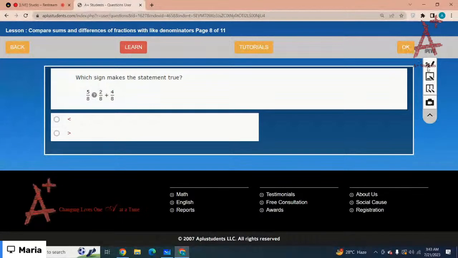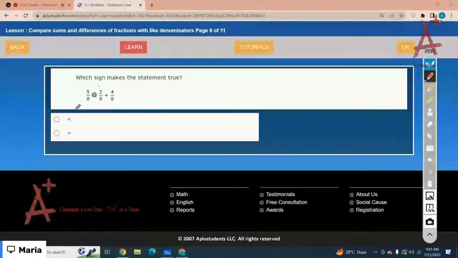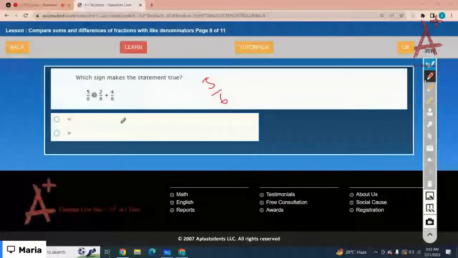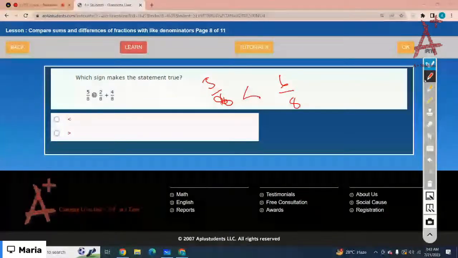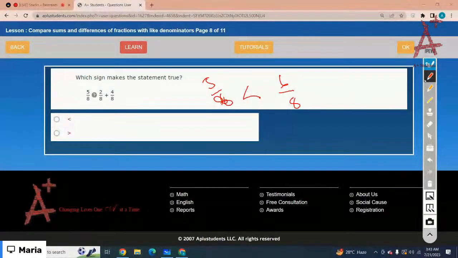So you have to compare 5 by 8 to 2 by 8 plus 4 by 8. Here you have 5 by 8, so 4 plus 2 is 6 over 8. You have to compare. So 5 over 8 is less than 6 over 8. The correct option is less than.